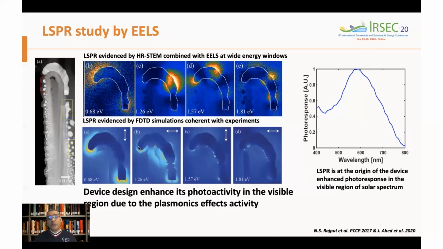When we reproduce a similar structure using finite-difference time-domain simulation, using different geometries of excitation of the electric field, we observe the generation of exactly the same LSPR activity, and we have coherence between the simulation and the experiment. This shows why we have photoresponse in the visible region: LSPR exists over very large energy windows.